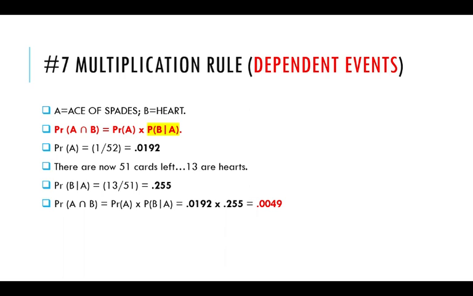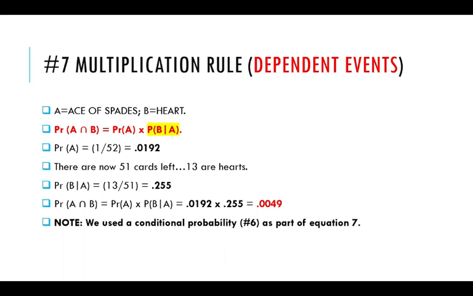So now when I put it all together, my probability of event A and B is going to be 0.0192, the probability of A, multiplied by the conditional probability, 0.255. And when I calculate that, the probability of this combination, I draw the ace of spades and then the second is a heart, is 0.0049. Now guys, remember, why did we need to look at equation number 6, the conditional probability, first? Because we just used a conditional probability as part of equation 7, right? That yellow part is a conditional probability.